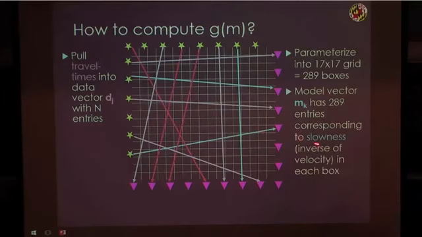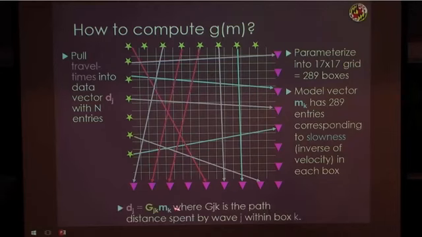And each entry is actually the slowness, or the inverse of velocity, of each box. So in other words, if your velocity is 10, your slowness is 1 over 10. If your velocity is 5, it's 1 over 5. And so what you can do then is write an equation like this.